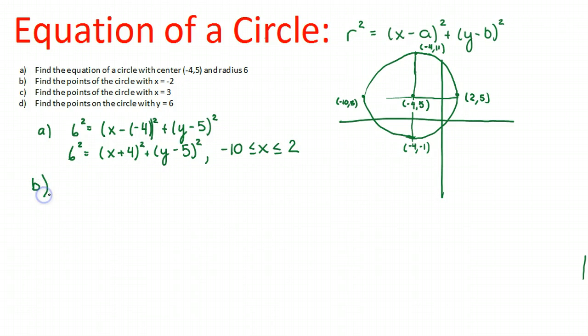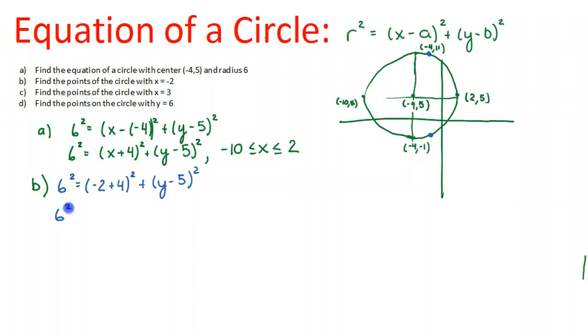So if we want to find points on these circles, again, all we do is substitute and solve. So we want to find the points of the circle with x equals negative 2. So we can see x equals negative 2 is somewhere around here. And what's different about this is that, unlike a linear relationship, notice there's 2 points here. This point is x equals negative 2, and so is this point. So let's see what happens. So if I say 6 squared is equal to negative 2 plus 4 squared plus y minus 5 squared, I just have to now do some math and solve for the value.